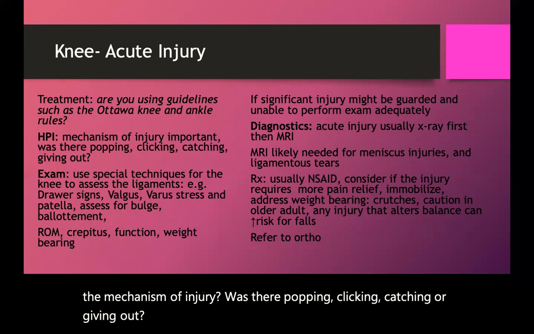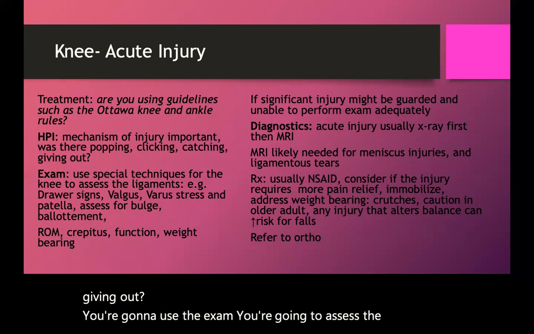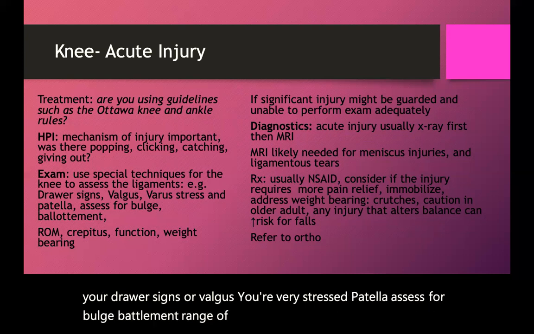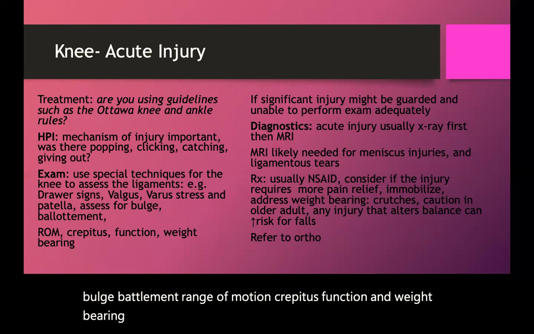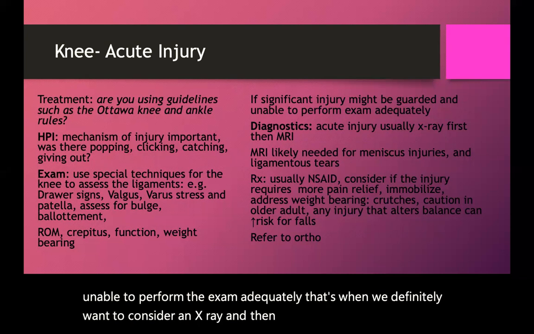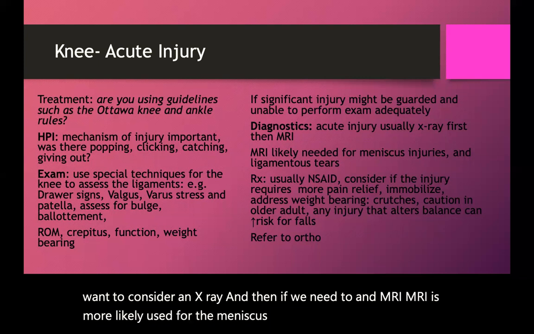You're going to use your exam. You're going to assess the ligaments, your drawer signs, your valgus, your varus stress, patella, assess for bulge, range of motion, crepitus function, and weight bearing. If it's significant injury and the patient is very guarded and unable to perform the exam adequately, that's when we definitely want to consider an x-ray. And then if we need to, an MRI. MRI is more likely used for the meniscus injuries and ligament tears.